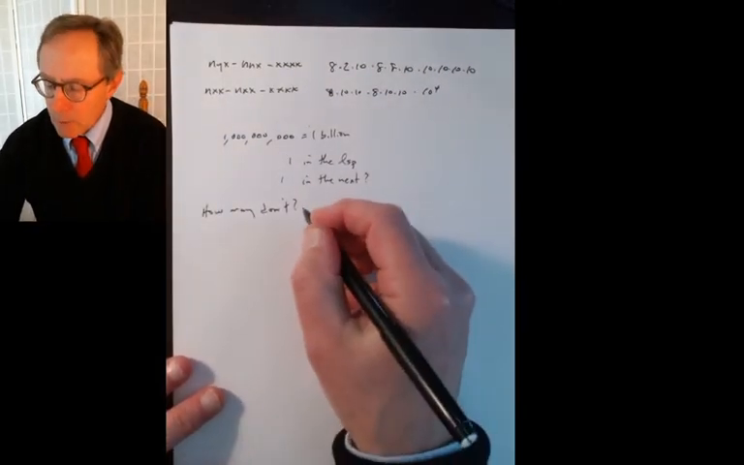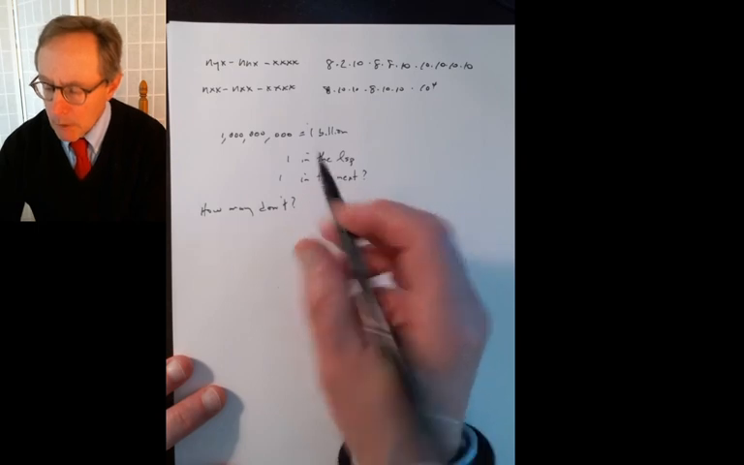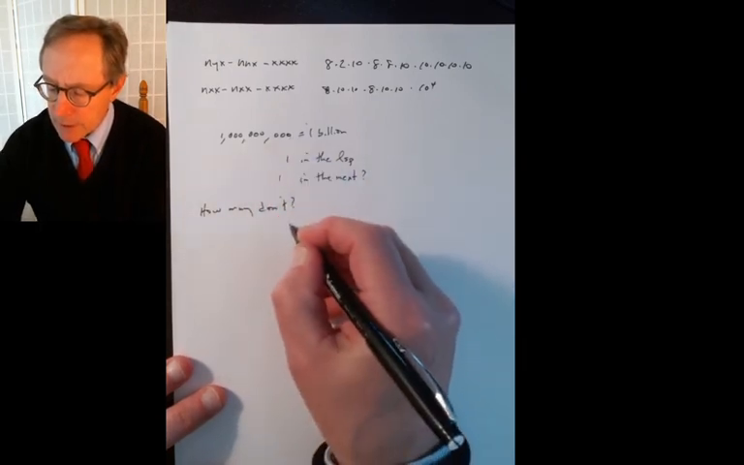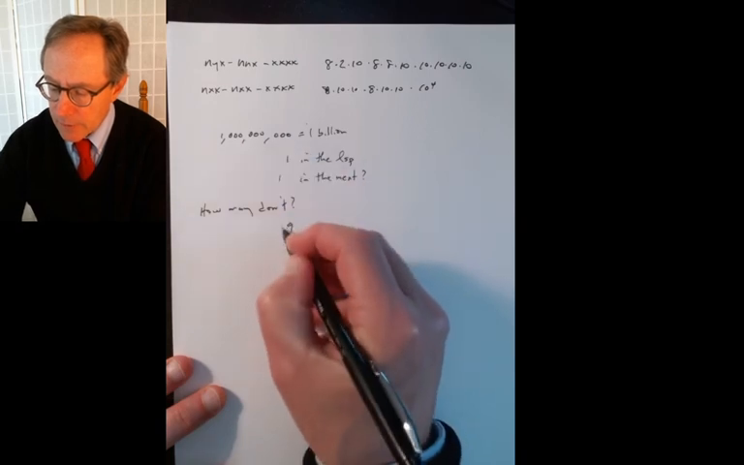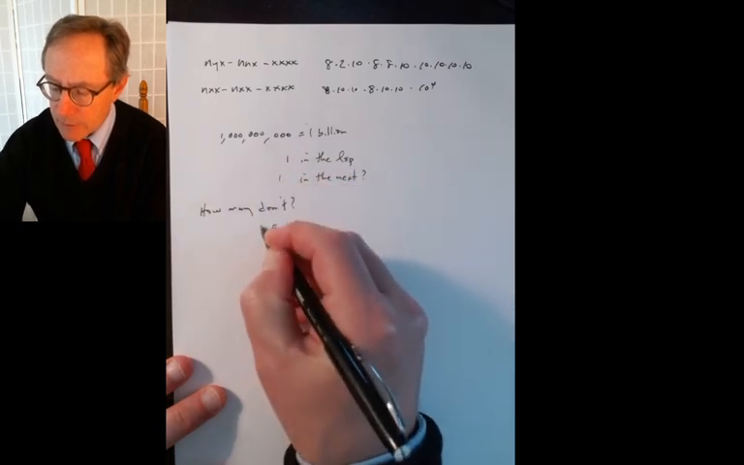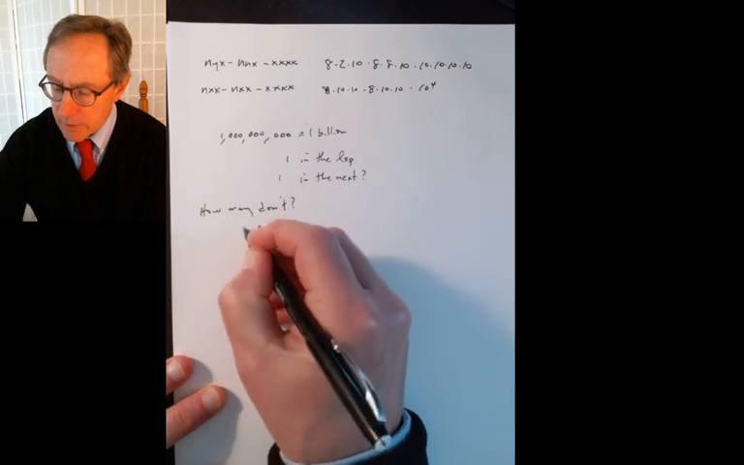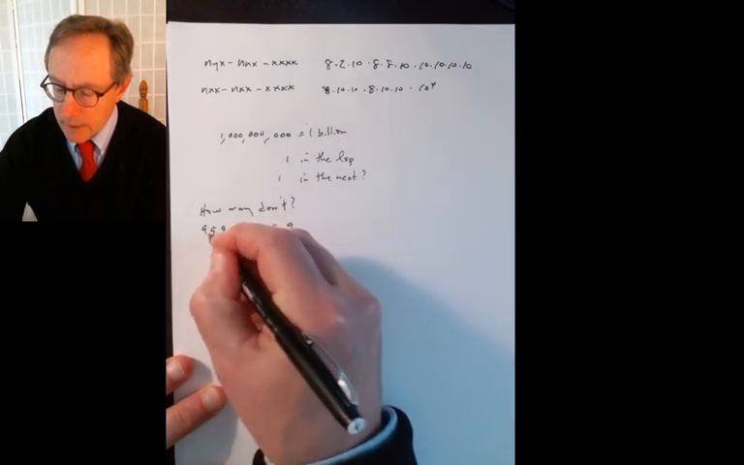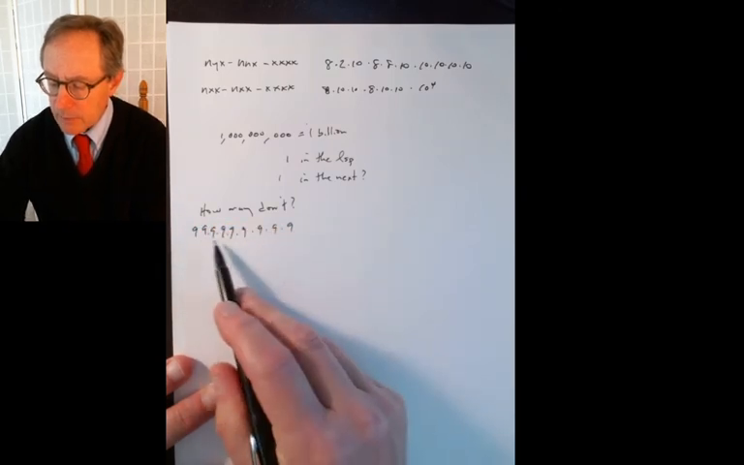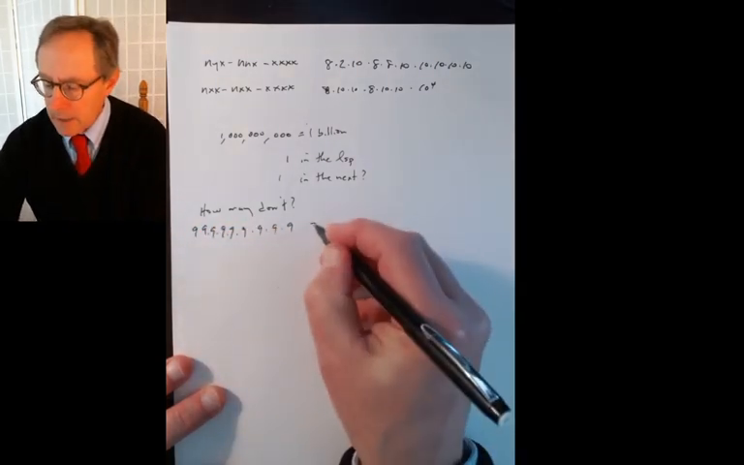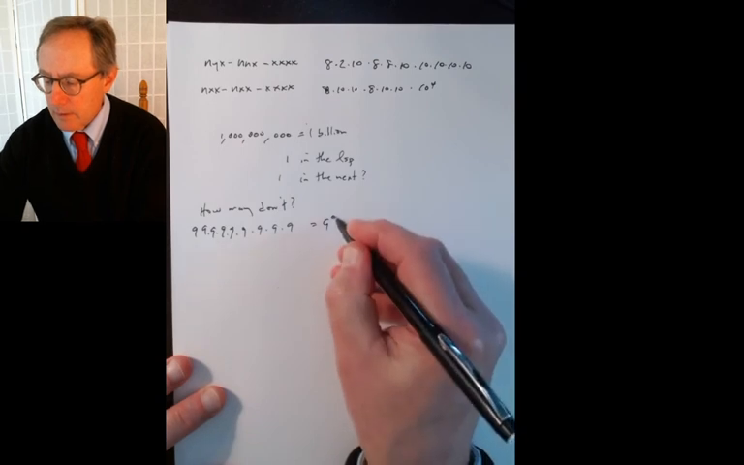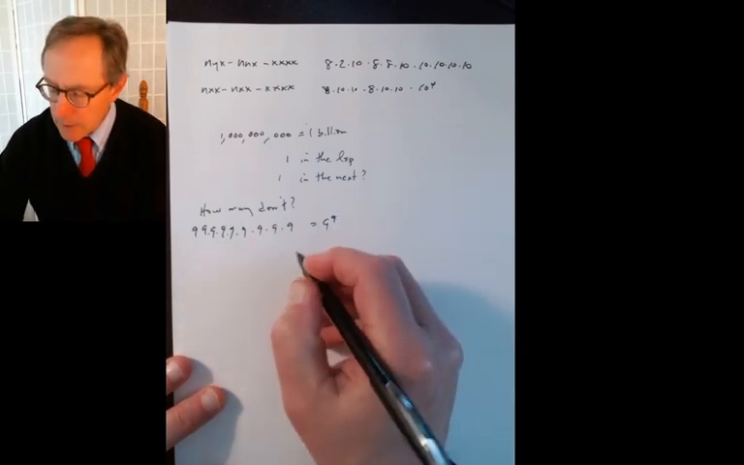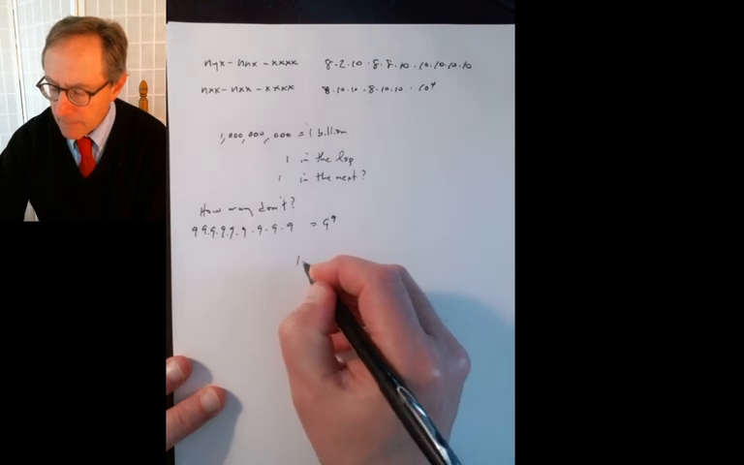How many don't have a 1? Okay, well, if you're going to be less than a billion and not have a 1, then for your final digit, there are 9 choices. And for this digit, there are 9 choices. And for this digit, there are 9 choices. And for this digit, 9, 9, 9, 9, 9, 9. I think I got that right. 1, 2, 3, 4, 5, 6, 7, 8, 9. 9 to the 9th. Okay, so how many do contain a 1 is a billion minus 9 to the 9th.